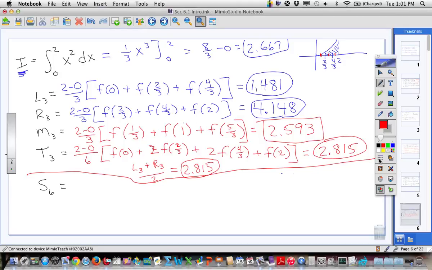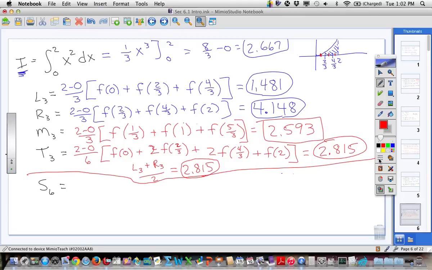Now I want you to notice something about midpoints and trapezoids. Look at those two answers. One's under, one's over. Interesting. I don't know that we've ever talked about that yet. With lefts and rights, they are a pair. If one's under, the other's over every time. Midpoint and trapezoid are also a pair. If midpoint is over, trapezoid's under, and vice versa.